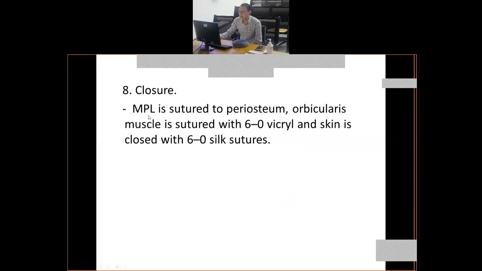Then closure. The medial palpebral ligament is sutured to the periosteum. Orbicularis oculi muscle is sutured with 6-0 Vicryl, and the skin is closed with 6-0 suture.